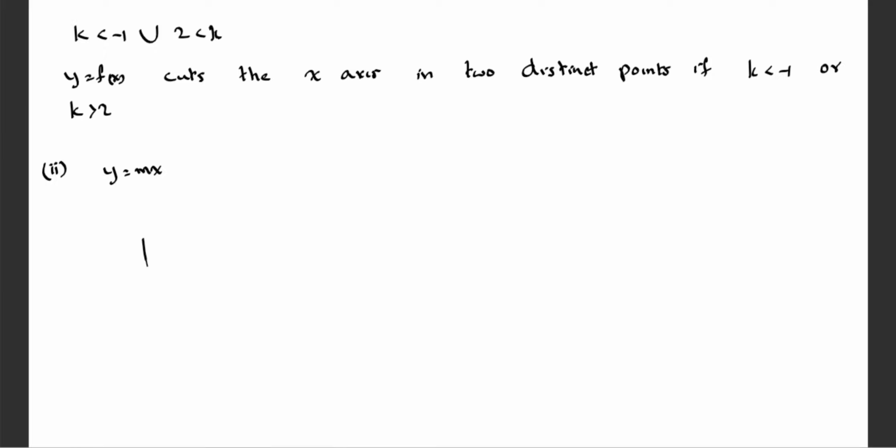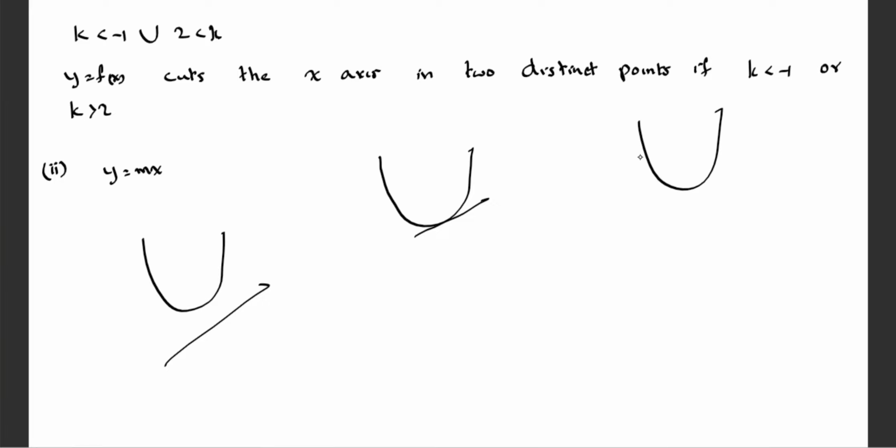You can have a curve like this and a straight line like this. This won't intersect. Or else you can have a tangent like this, it will touch at one point. Or else you can have it like this, where this will cut at two distinct points. Out of this, they are telling not option 1, not option 2, option 3. They are talking about this option 3.